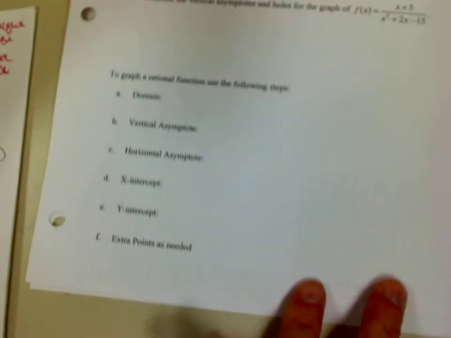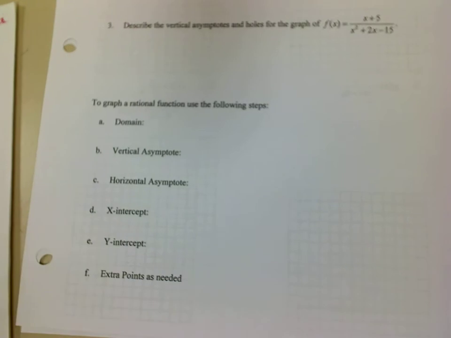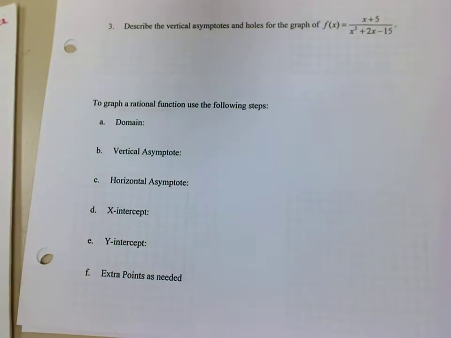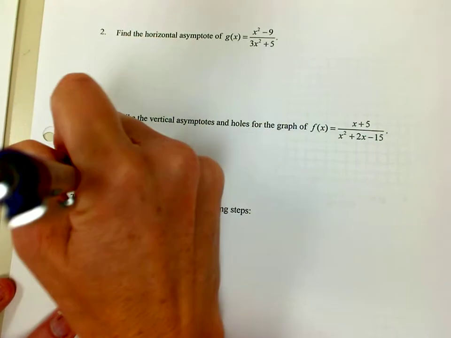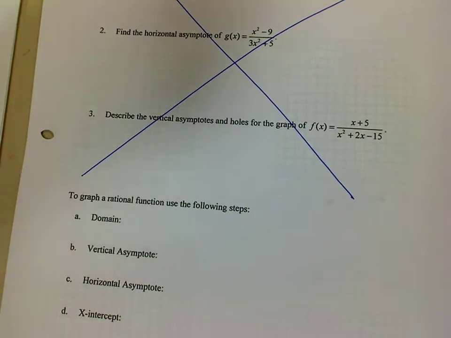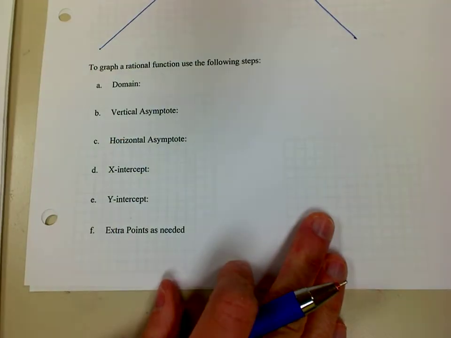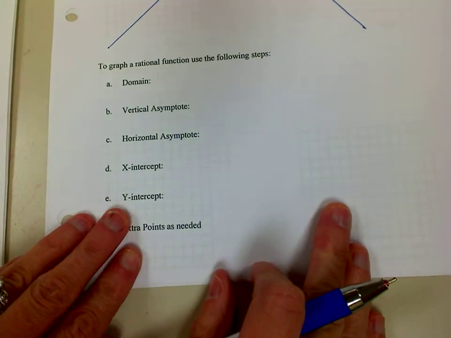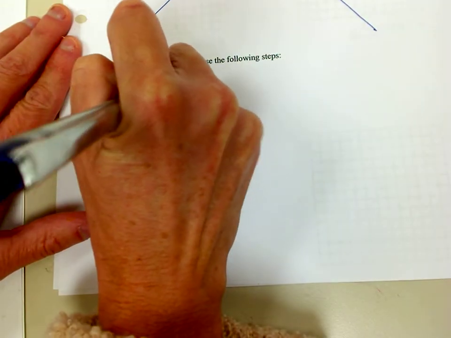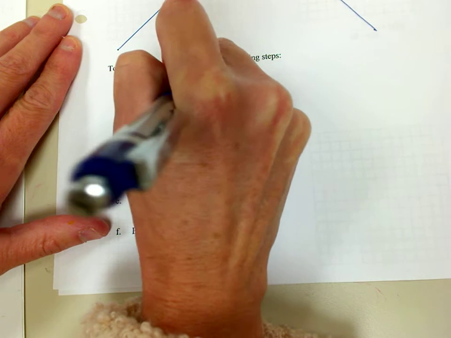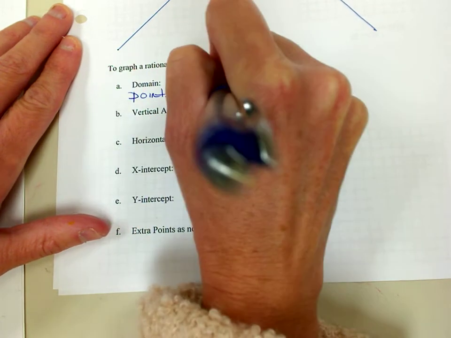Okay, on 6.5 we are going to graph rational functions. But before we do that, we need to write down the steps. And the first three, those are just review questions, so those are gone. Okay, so first you want to figure out what the domain is, or the points of discontinuity.